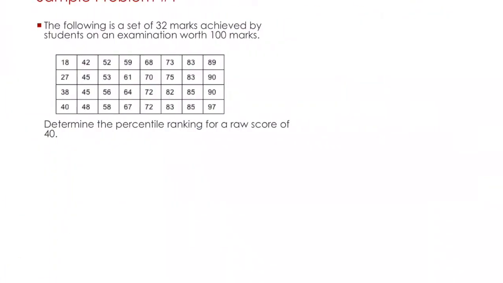Okay, so let's look at this example here. So we have a list of 32 marks achieved by a student on an exam, and we want to know the percentile rank for a raw score of 40. Okay, so the first thing that I'm going to do with this question is write down the equation. So my equation is P, my percentile ranking, equals B, the number below, over N times 100. Okay, and I'm just going to create a little legend for myself.